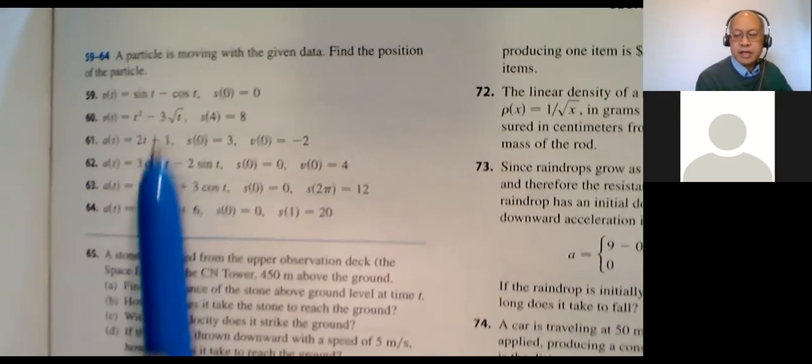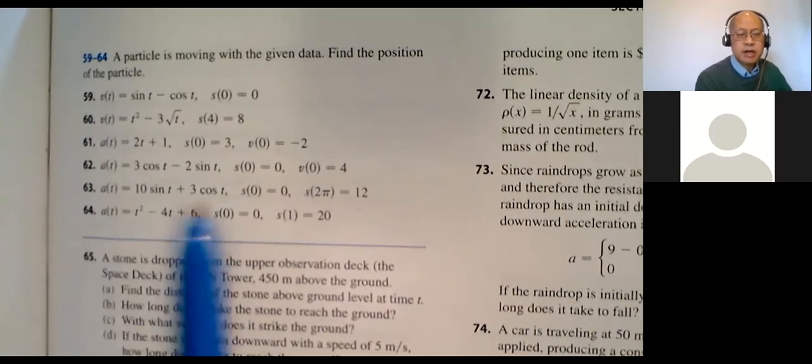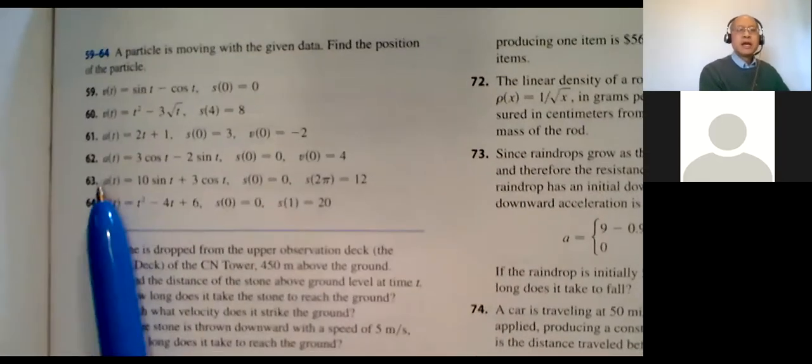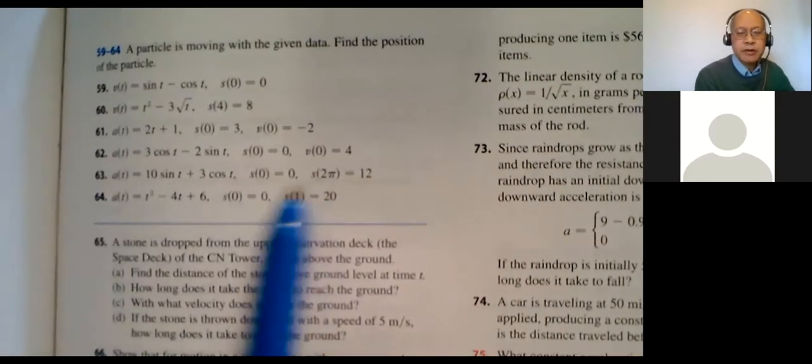So I'll just show you how to do one of these, and maybe that's about it. I'll do 63 because it looked the hardest. Acceleration is given, and they give you all this information.